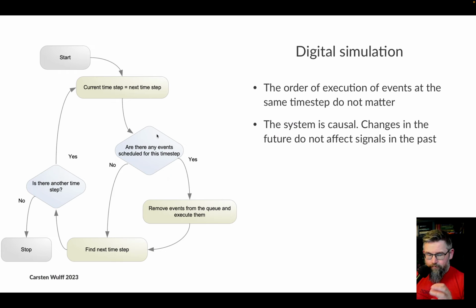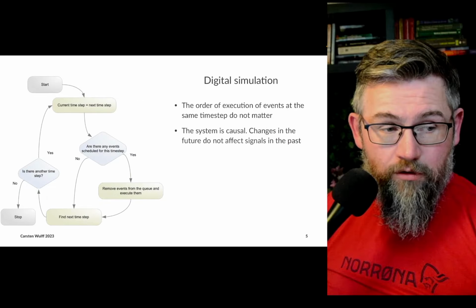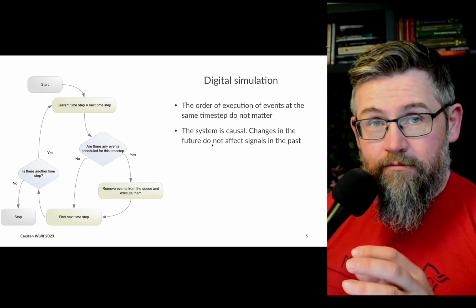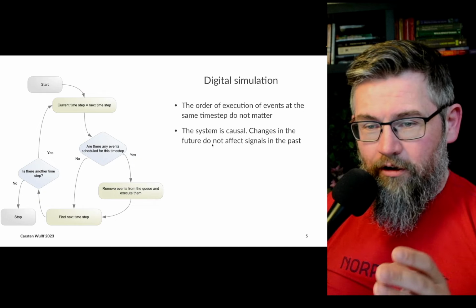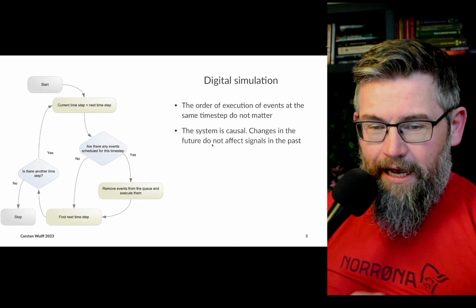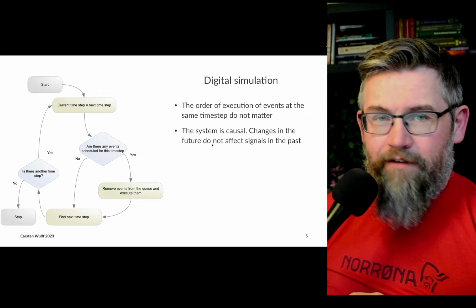So digital simulation. Actually, it's a good training exercise, if you have a sufficient amount of time, to make your own digital simulator. It is not that hard. Because most digital simulations are based on what we call event-based simulation: when something happens, compute what happens next. And the good thing about digital simulations is that they're causal. So the order of execution at a particular event doesn't really affect the past. You can't have a signal at a certain point affect things in the past.